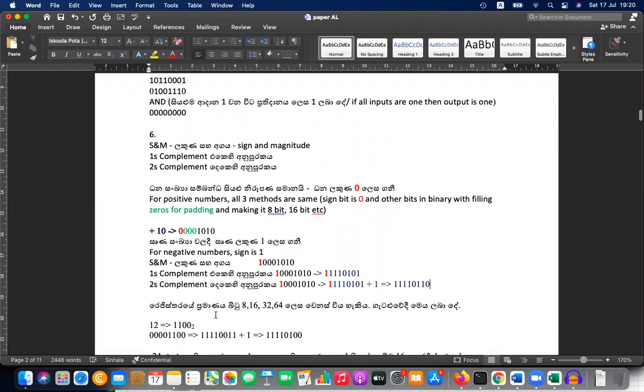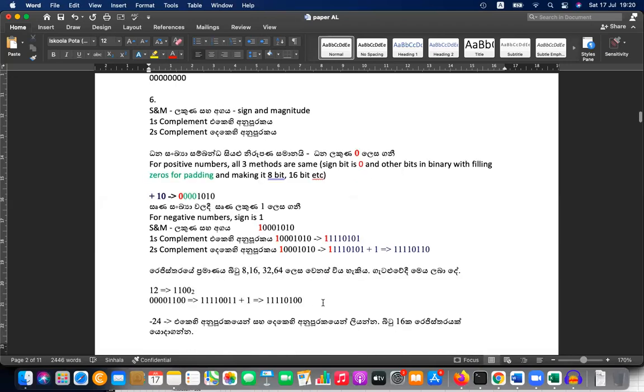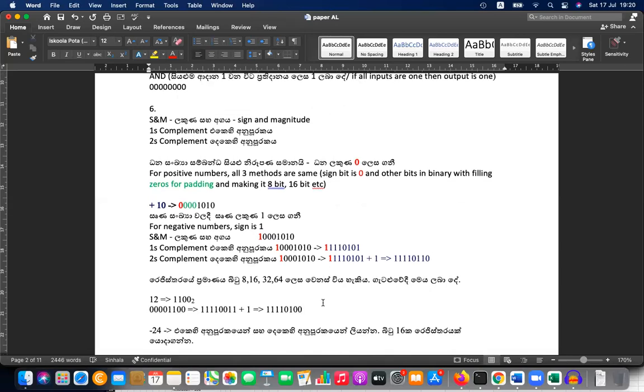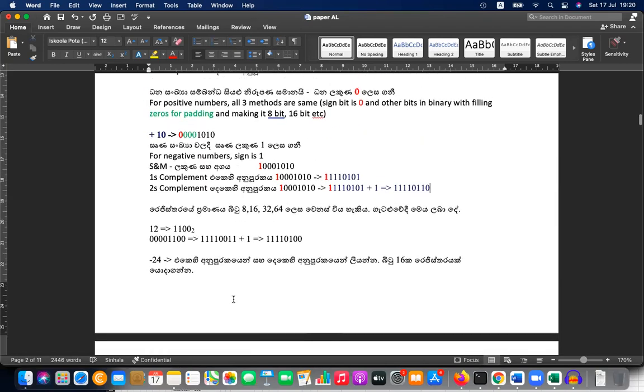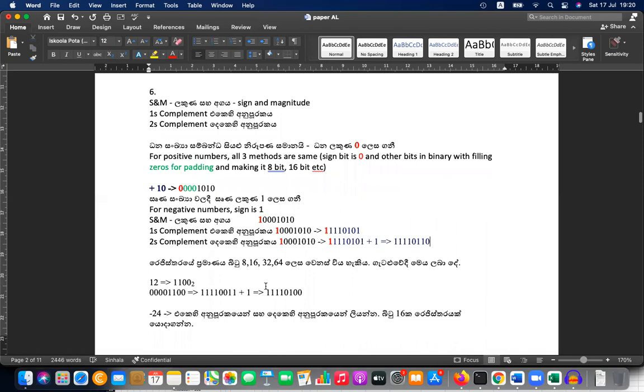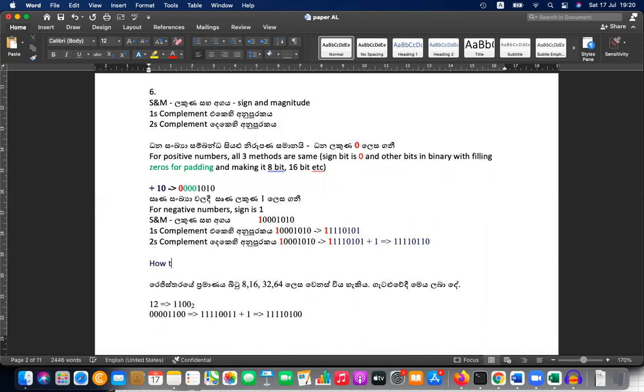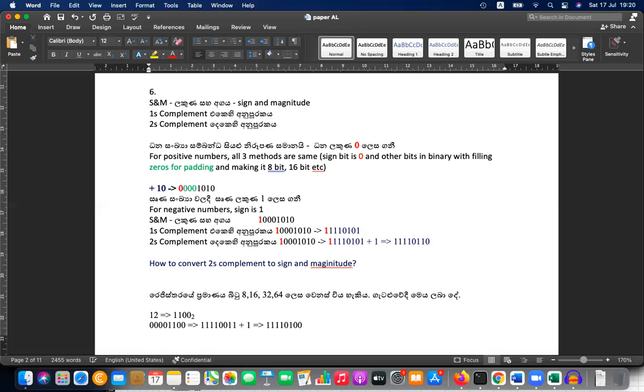As I said, register size can be 8, 16, 32, 64. In the question, it will be given. But I need to ask one more thing. How to convert 2's complement to sign and magnitude? Yes, how to convert 2's complement to sign and magnitude? Please answer that question. How do we convert?